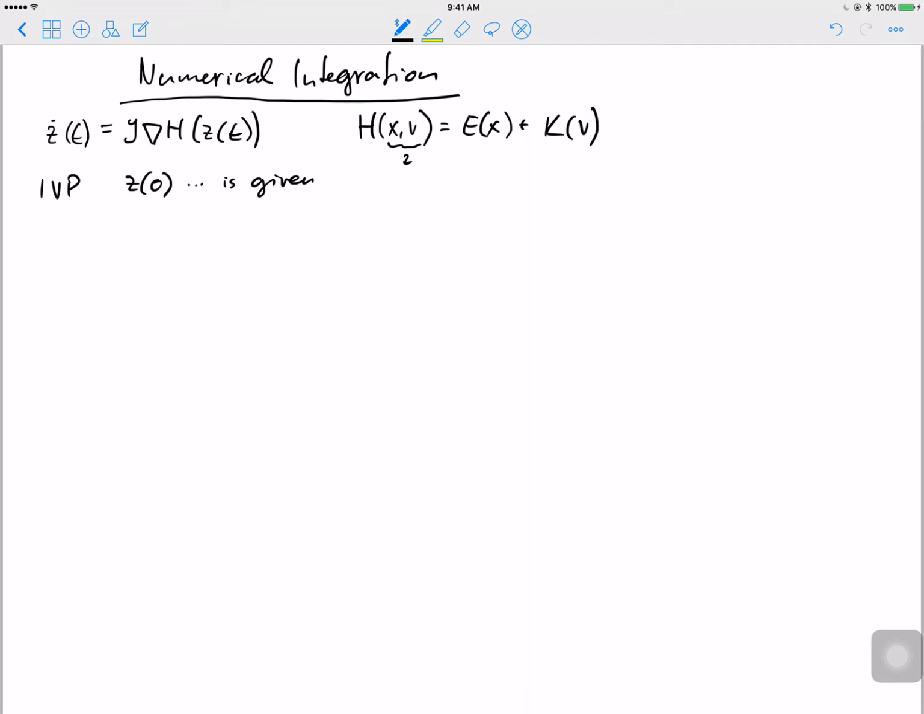And our task is to compute z(t) for all t greater than 0. So the t is a time parameter, right? And ideally, we would find an analytical solution. So really find a function z(t), which, as I said before, is a function that goes from time to phase space, to R^2n, right? Positions and velocities. This is just a warm up to get up to speed where we left off before.